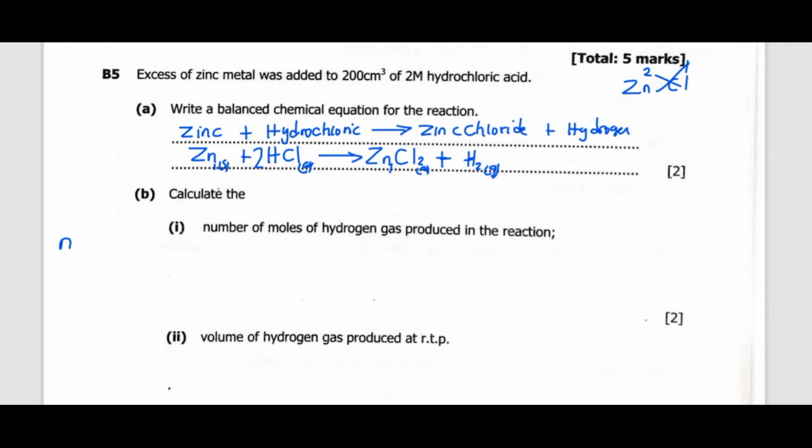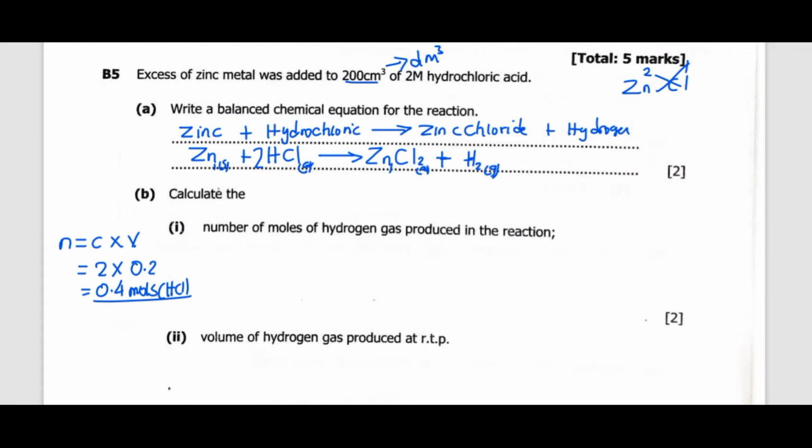So if you are given concentration and volume, the number of moles is equal to concentration multiplied by volume. So what is the concentration? It is 2. What is the volume? Volume is 200 cubic centimeters. Remember, we said volume should be in cubic decimeters. So this 200 should be divided by 1,000. So this will be 0.2. So if we multiply 0.2 times 2 will give us 0.4. So 0.4 moles. These are moles for HCl.